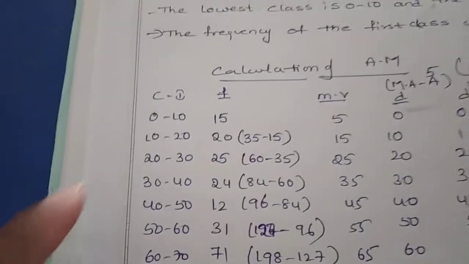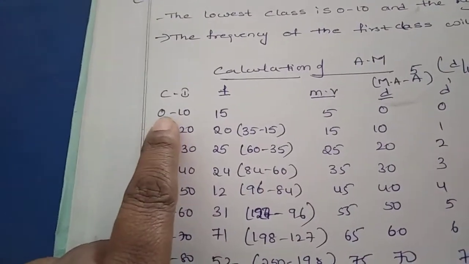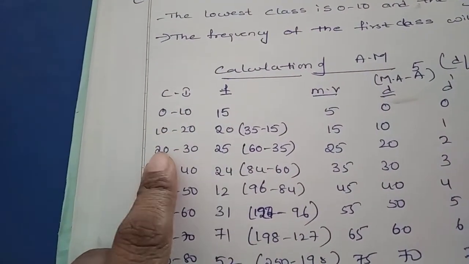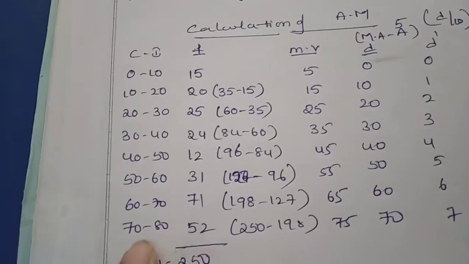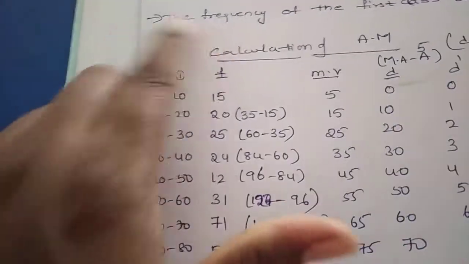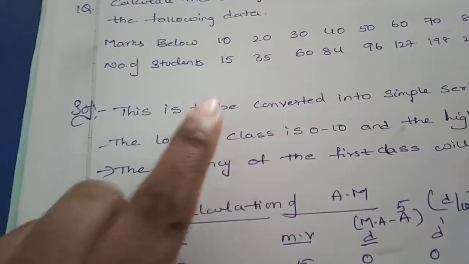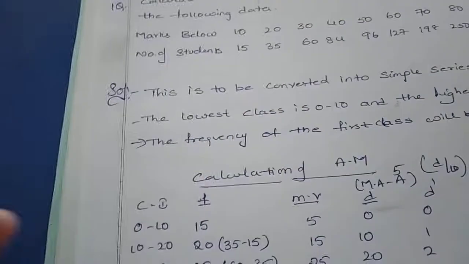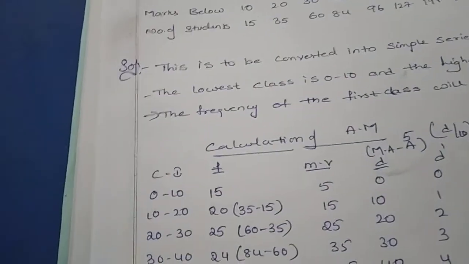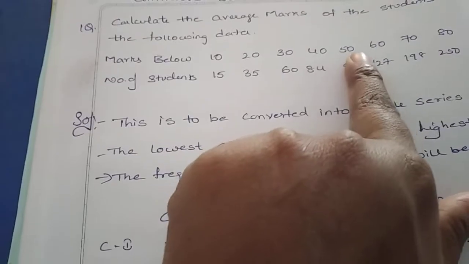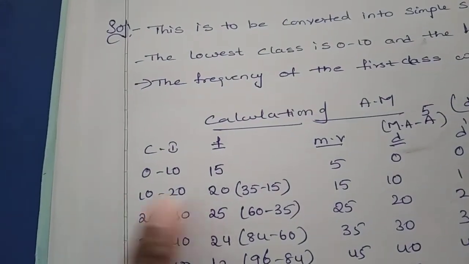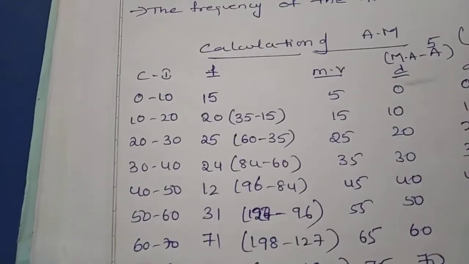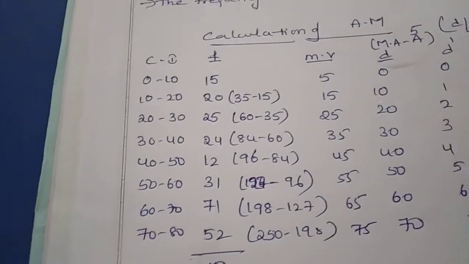So once you see the answer, how I have taken the class intervals: 0 to 10, 10 to 20, 20 to 30, 30 to 40, 40 to 50, 50 to 60, 60 to 70 and 70 to 80. Below 80, below 10, that's what I have said. This series should be converted into a simple series. He said below 10, and in between the difference is 10, 10. So what we have done is 0 to 10, 10 to 20. In that way we have converted the series into a simple series, nothing but class intervals.